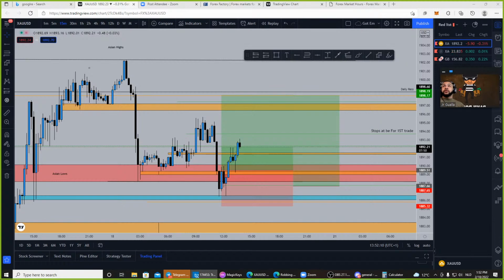Modify order. I got magic keys. Why am I doing it like that? Closing half. So my stops are at break even. I'll just close half, man. You know, it is what it is. Just gonna let the rest run to full TP.